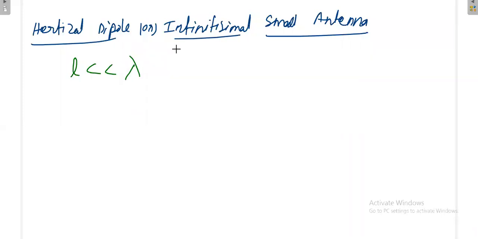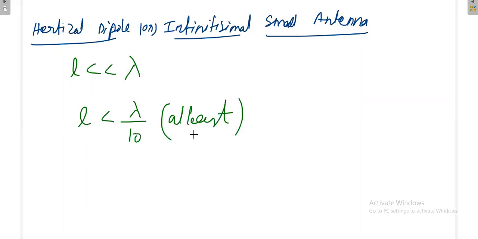So what is very less? At least L should be less than lambda by 10. At least, that is what I'm telling. Then can I take L divided by 20 also? Yes, it comes under Hertzian dipole. L divided by 20 also, L divided by 30 also will come here.